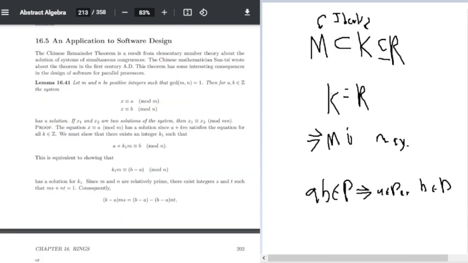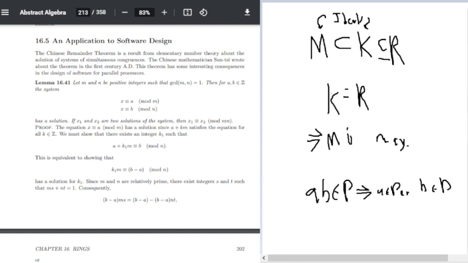16.5. An application to software design. The Chinese remainder theorem is a result from elementary number theory about the solutions of simultaneous congruences. The Chinese mathematician Sun Zi, I hope I pronounced that right, wrote about the theorem in the 1st century AD. This theorem has some interesting consequences in the design of software for parallel processors.